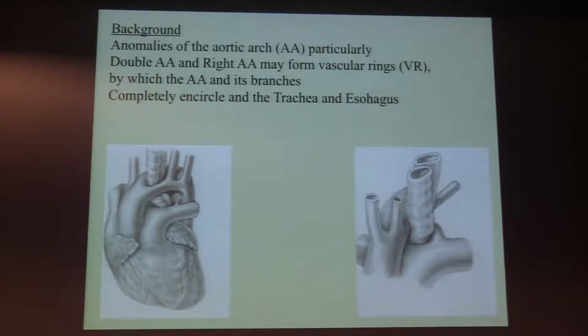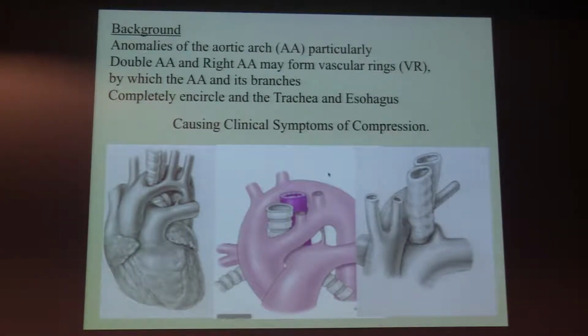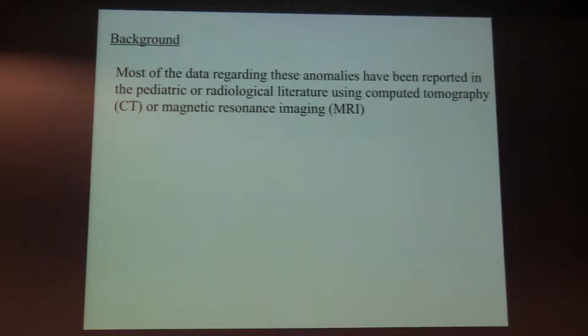So anomalies of the aortic arch, particularly the double aortic arch and right aortic arch, may form a vascular ring by which the aortic arch and its branches completely encircle the trachea and the esophagus, thus causing clinical symptoms of compression. Most of the data regarding these anomalies have been reported in the pediatric and radiologist literature using computed tomography, CT, or magnetic resonance.